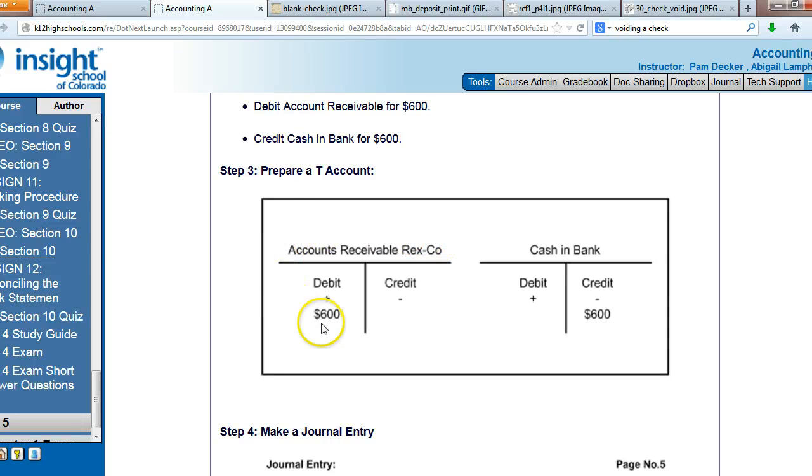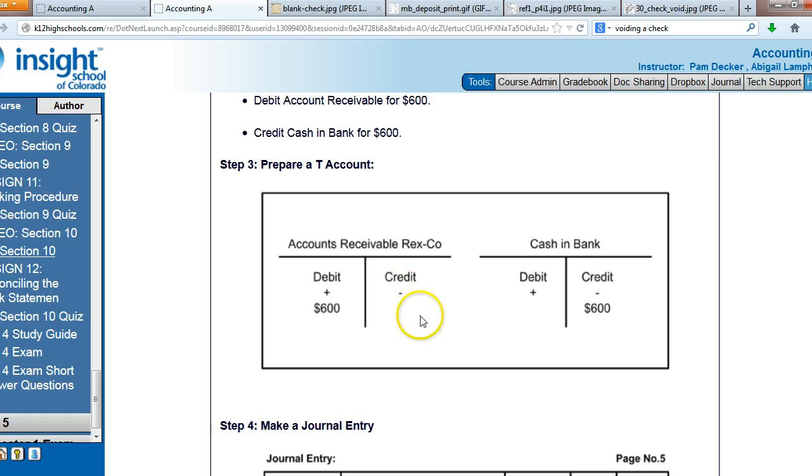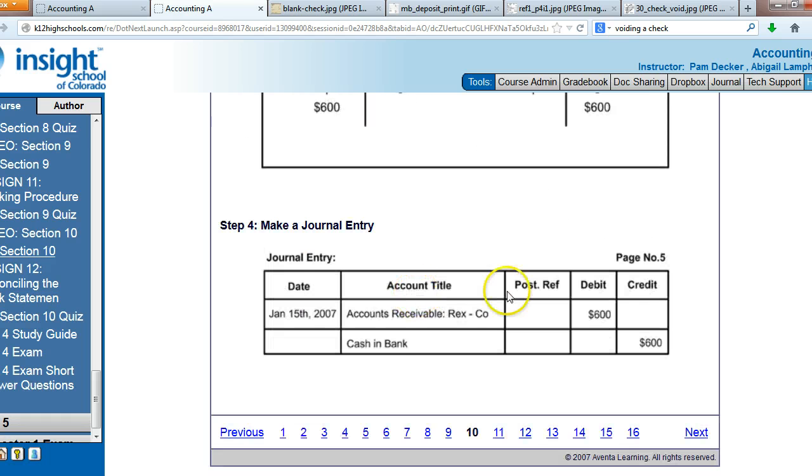So what we would have done is decrease what they had owed us and increase our cash in bank. But because that money was not available, they still owe us that money. So we're debiting that account again for $600, and we're decreasing cash in bank for $600 because that deposit did not happen. And here's what it would look like as a journal recording.